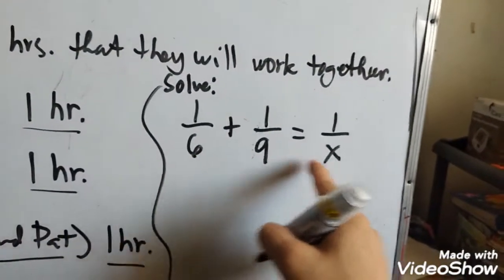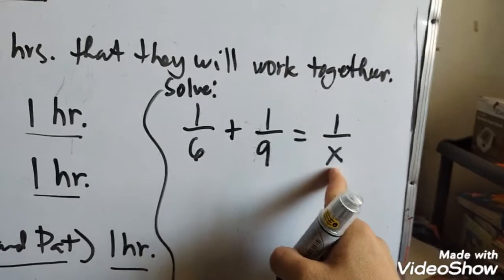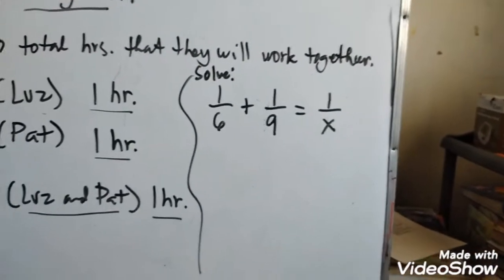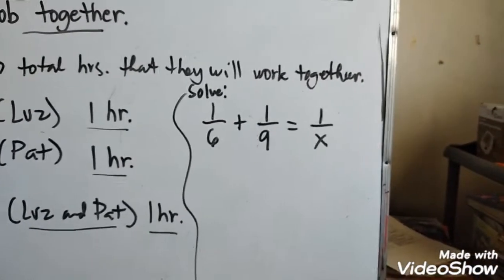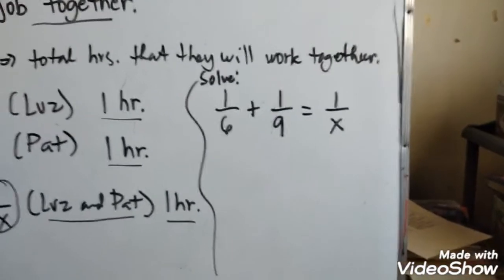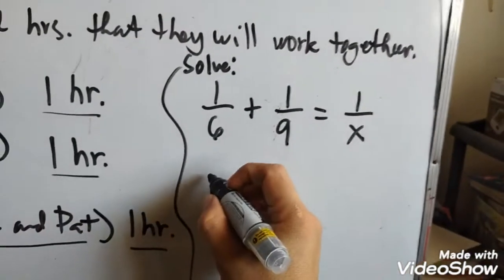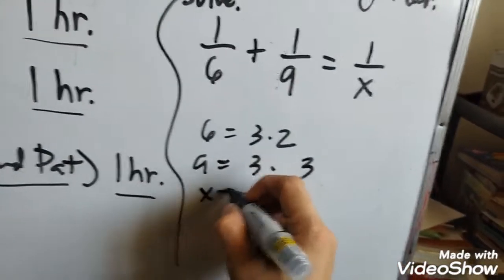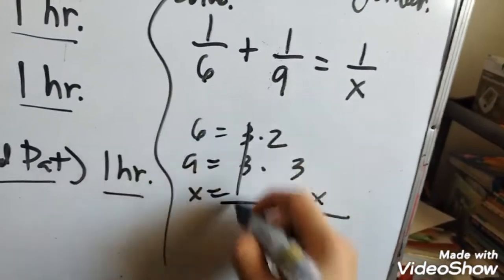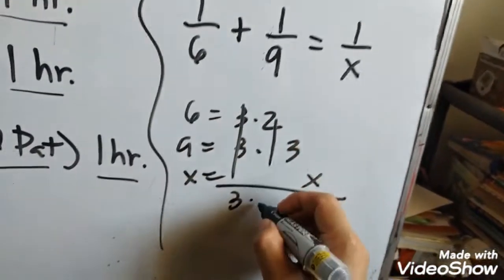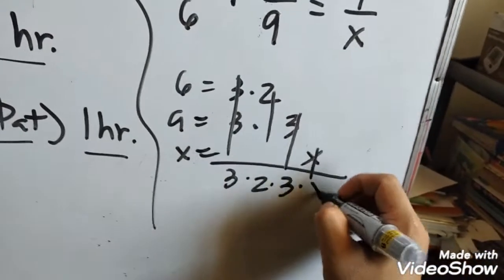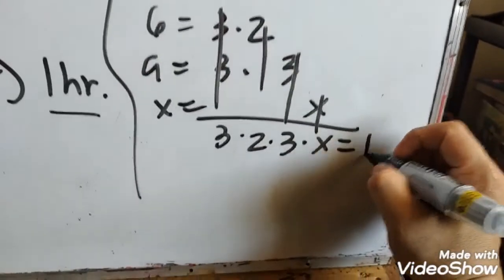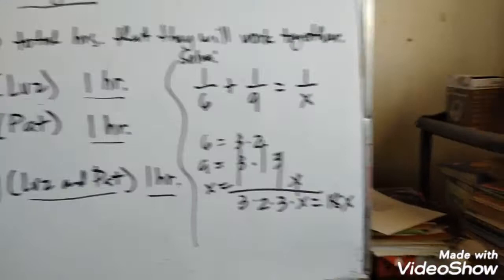Now, we have 3 denominators, 6, 9, and x. So, to cancel out the denominators, we need to get their LCD. So, what do you think is the LCD of 1 over 6, 1 over 9, and 1 over x? So, let's do the factoring techniques. 6 is equal to 3 times 2. 9 is equal to 3 times 3. And x is equal to 1 times x. So, common natin dyan is 3. So, baba rin natin to. Then, multiply. So, we have 3 times 3, 9 times 2, 18 times x. So, we have 18x that will be our LCD.